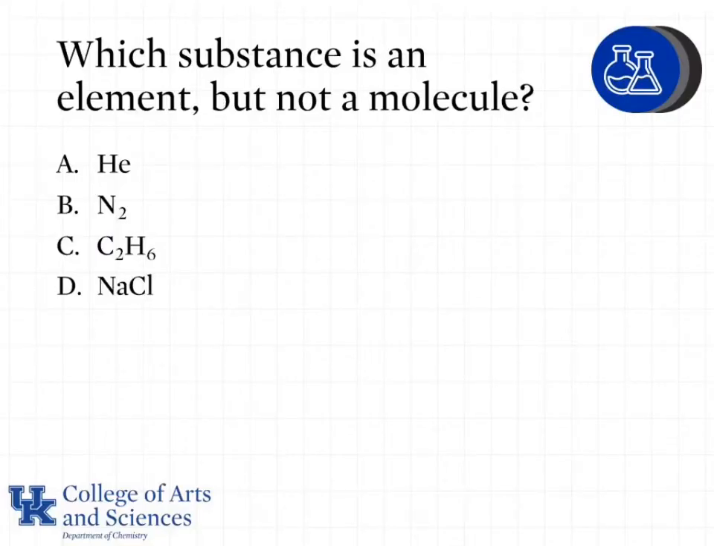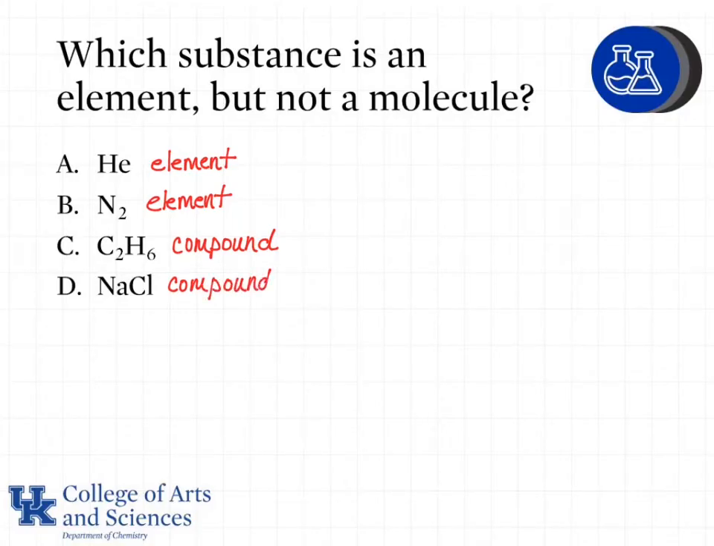Which substance is an element but not a molecule? Let's classify each of these to determine our answer. Helium is an element. Nitrogen is an element because we only have one type of atom on both of those. C2H6 is a compound, as is NaCl, because they have different types of elements making up that species. So now we know which two are elements, we need to figure out which one is not a molecule.